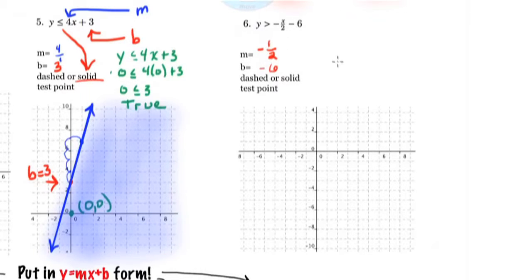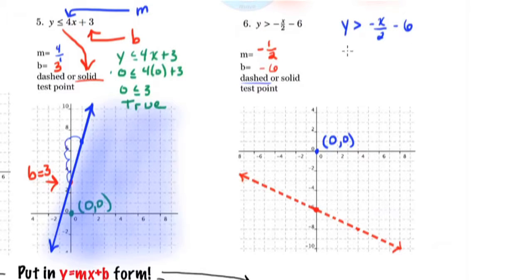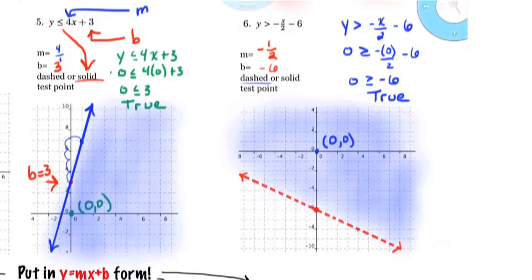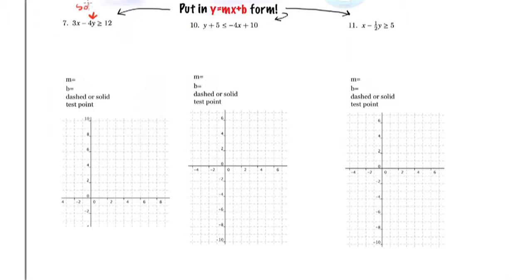Number 6 is also in slope-intercept form, so I can plot the y-intercept and the slope. It's a dashed line because it's not equal to. I can use 0, 0 as a test point. Zero is greater than or equal to -6. That's true, so I shade the side that works. Number 7.